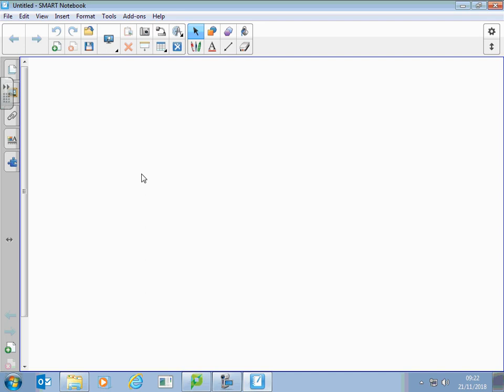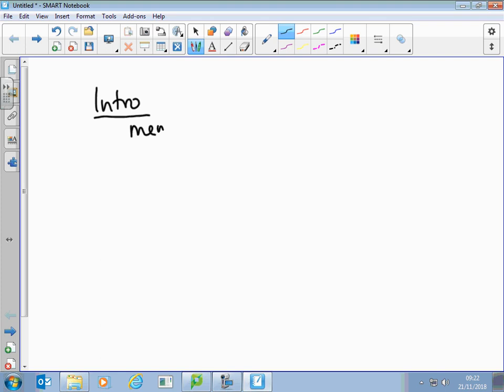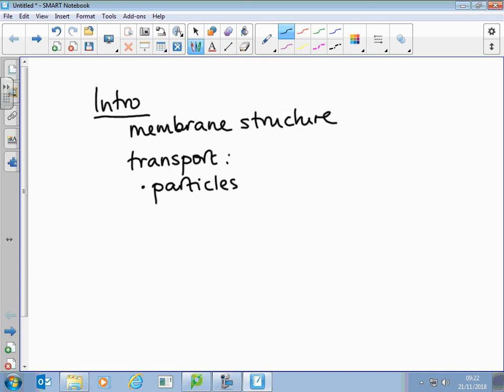So I'm going to take a very quick ride through what needs to go into the assignment, just to answer any questions and make it clear what needs to be in there. So you start with your introduction, and your introduction starts, if you remember, with membrane structure. Then you've got your transport processes, and you start with the bit on the particles, which was things like size, charge, polarity, and concentration difference.